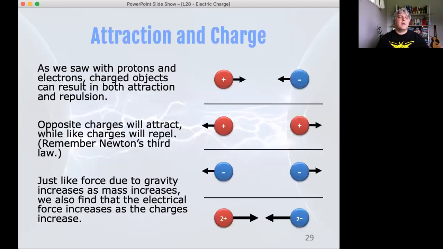That's all that matters. As we saw with protons and electrons, charged objects result in both attraction or repulsion, so we can figure out the direction quite easily. But the magnitude of that force will increase if the magnitude of the charge increases, just like gravity. If you have an object that's twice as big, you're now going to get twice as much force due to gravity. And the same thing here. If you double the charge on an object, you're going to double the force that that object experiences in relation to another charge. If you double both of them, it becomes 4 times as big, and so on.